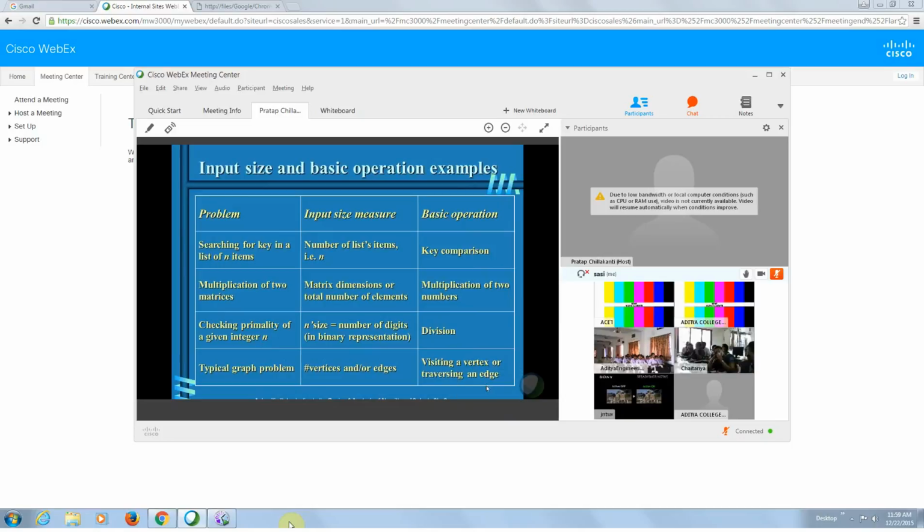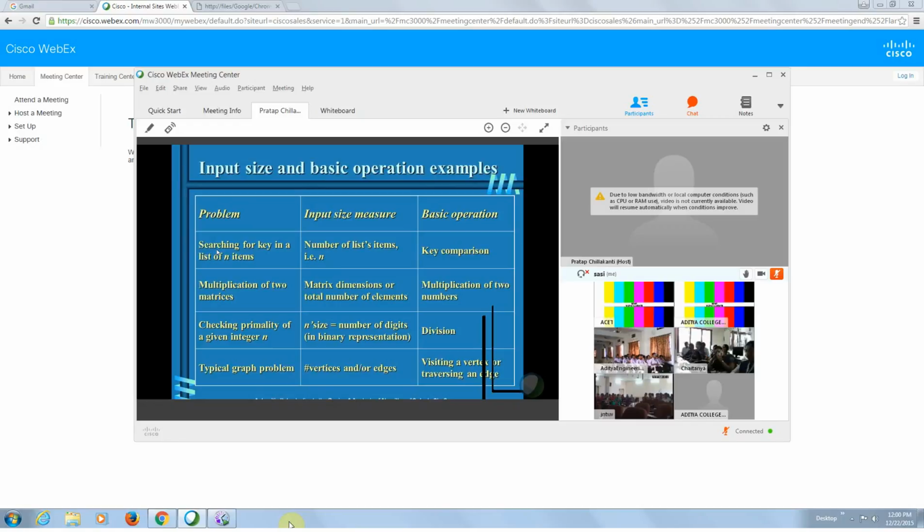Okay, here are some examples, right? Very well given, well narrated examples here. So you have a problem like searching for a key in a list of n items. What is the input size there? The input size is n items, because it's saying there, right? And what are you doing there? Basic operation, key comparison, right?